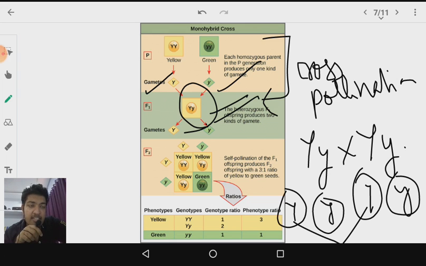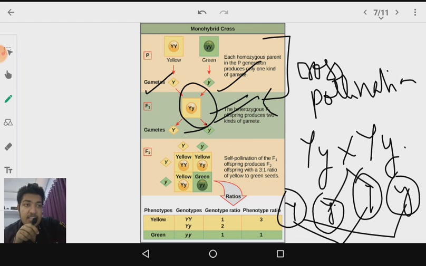This capital Y and this capital Y result in the formation of capital Y, capital Y. These two will result in the formation of capital Y, small y. These two will again form capital Y, small y. And these two are going to form small y, small y.